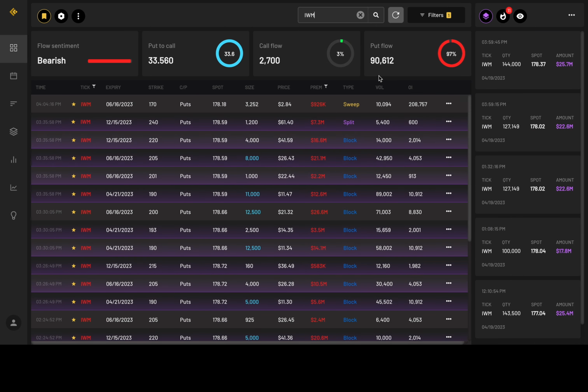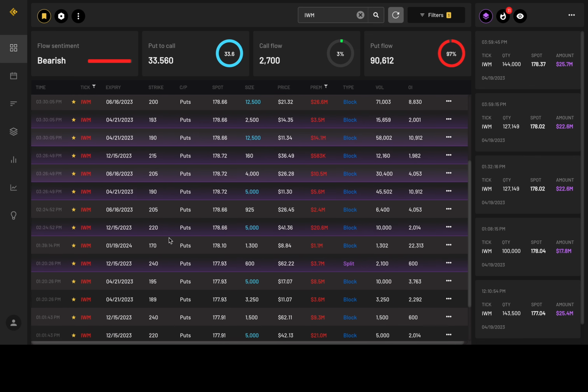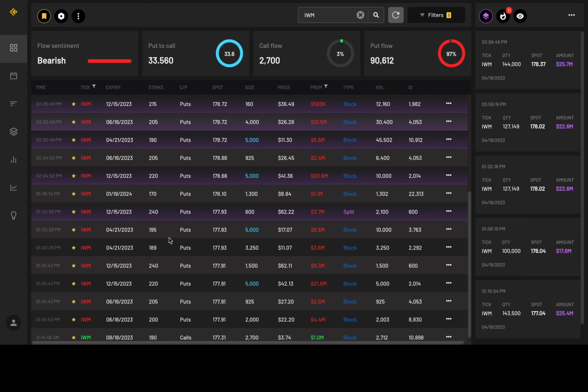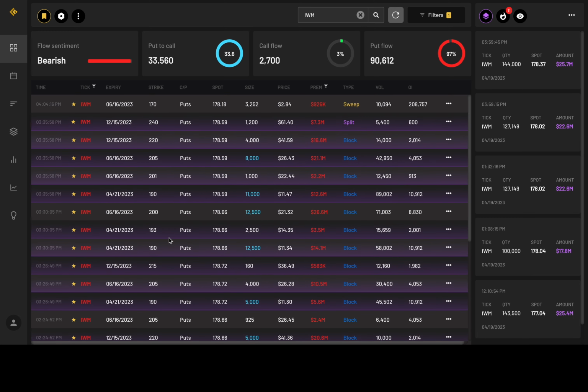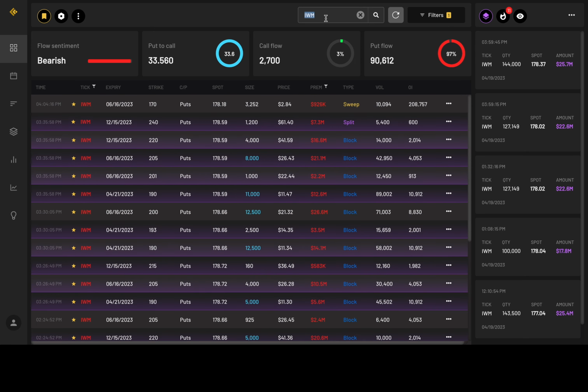IWM was very busy, over 90,000 contracts. That's 97% of today's contracts were in puts. And look at the block orders. Block orders, all puts. Some very, very in the money puts. The dates are pretty far out. All right, so keep an eye on IWM. This is a good sign that volatility is incoming, which is good for us traders, hopefully.